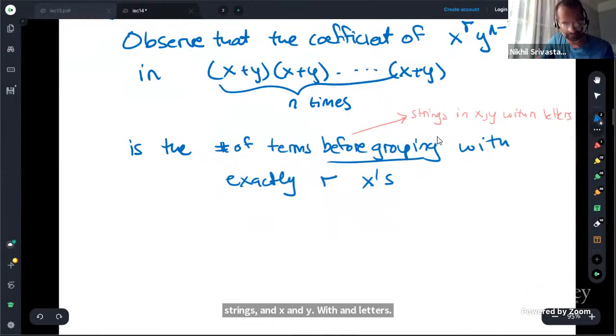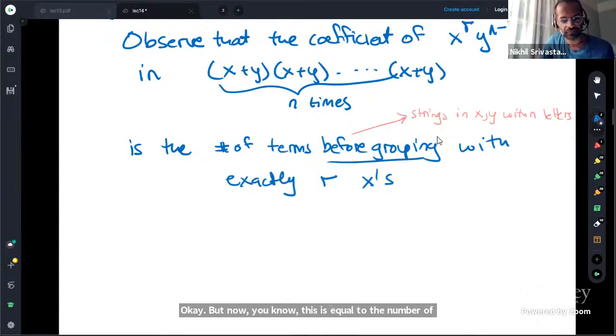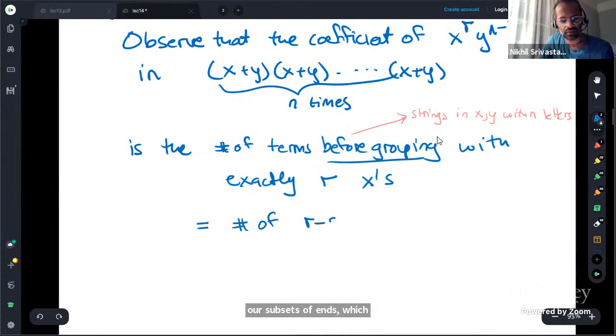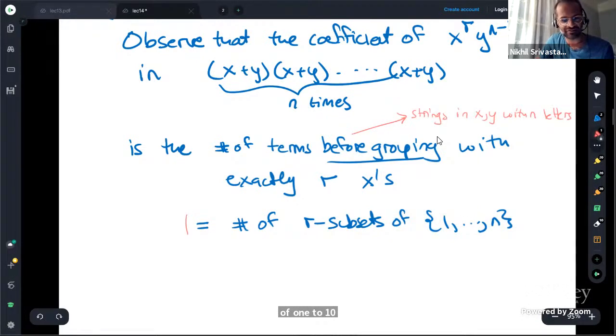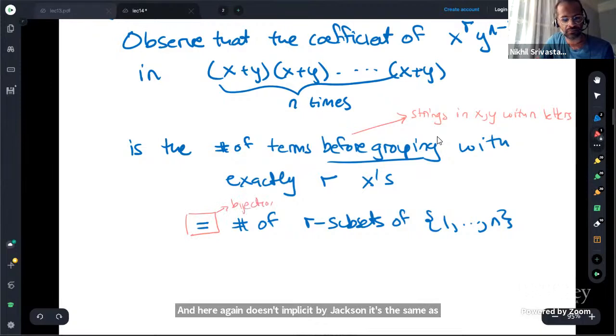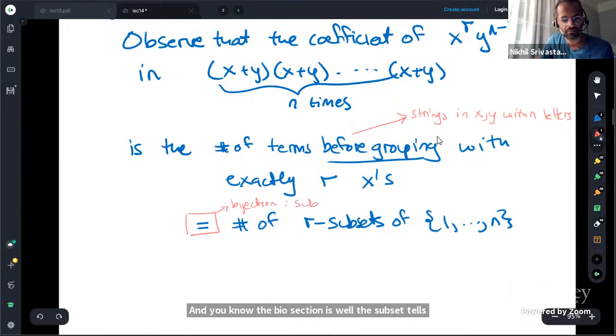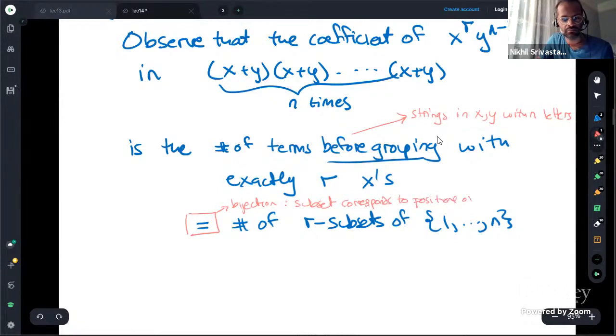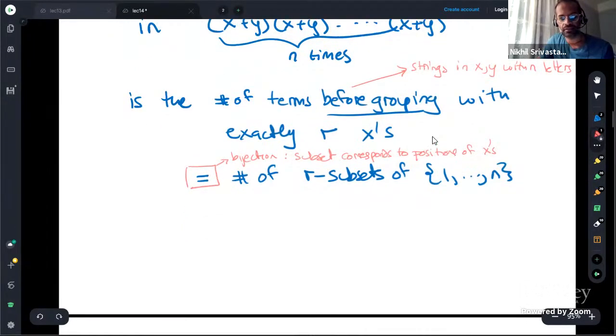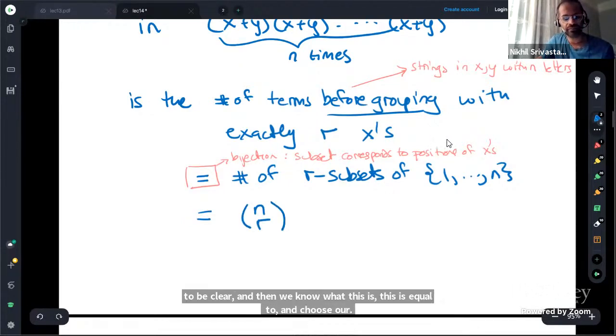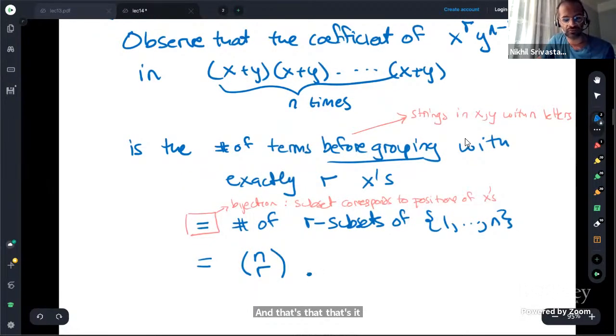But now, this is equal to the number of r subsets of 1 through n. And here again, there's an implicit bijection. It's the same as last time. The subset tells you the position of the x's. Often in these kinds of proofs, you don't explicitly specify the bijection, but I'm doing it just to be clear. And then we know what this is. This is equal to n choose r. And that's it. That's the whole proof.